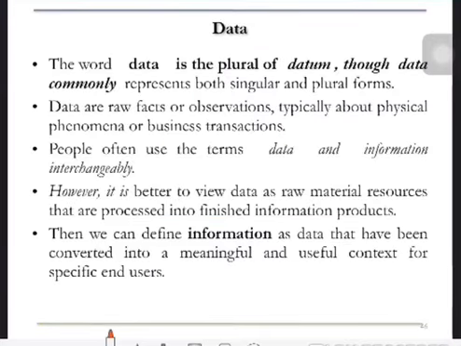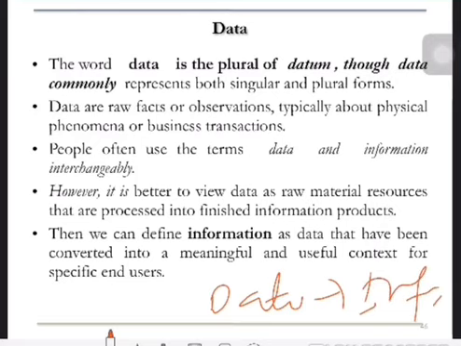When you say data, the word data is the plural of datum. The word data commonly represents both singular and plural forms. Data are raw facts or observations, typically about physical phenomena or business transactions. People often use the terms data and information interchangeably, but they are different concepts, because we can use information for decision making, but we can't use data for decision making. It's better to view data as a raw material resource that is processed into finished information products. So first we have data, then we have information. Information is defined based on data.